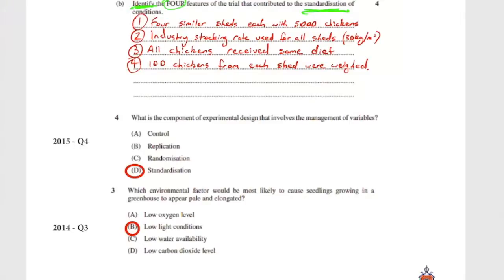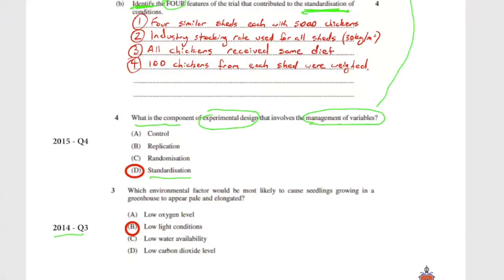The next question here, what is the component of experimental design? So we're talking standardization, randomization, replication, and control that involves management of variables, or the same as up here, control of variables, and the answer is standardization.